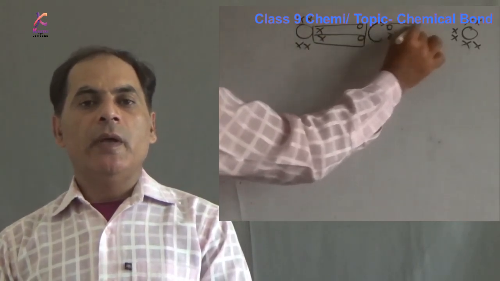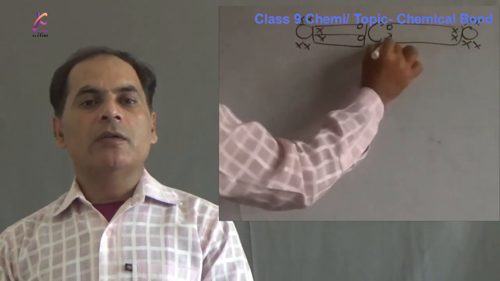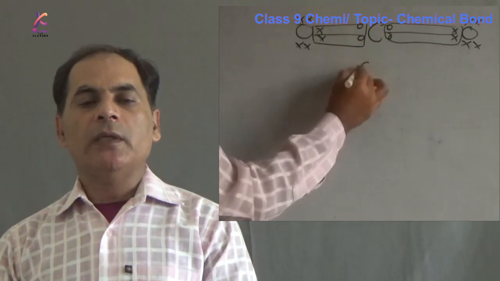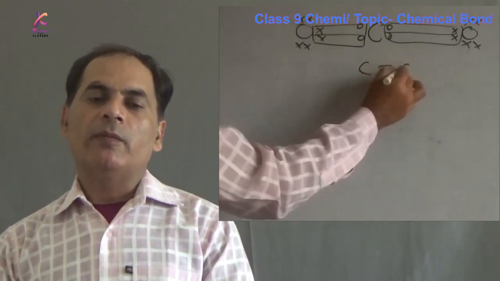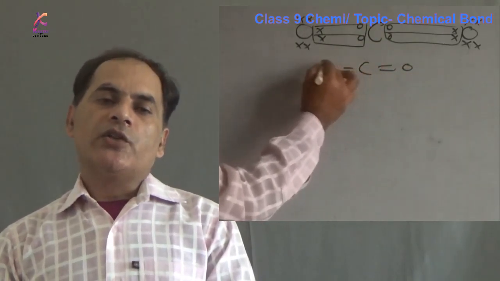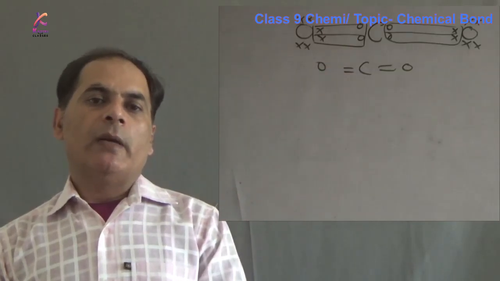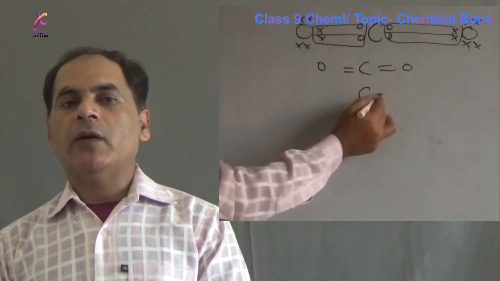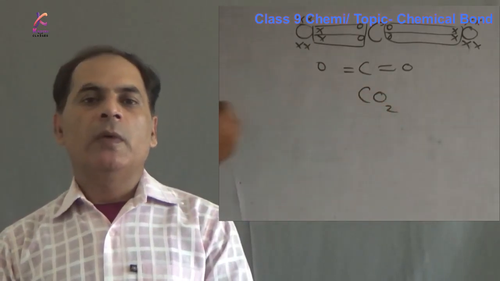Another oxygen atom has 6 electrons. This oxygen shares its 2 electrons with the 2 electrons of carbon and the double bond is formed. Since they are sharing 2 electrons, the double bond will be formed between these 2 atoms. Between carbon and oxygen, here a double bond is formed and on this side also a double bond is formed.